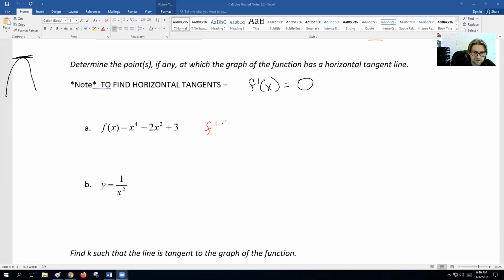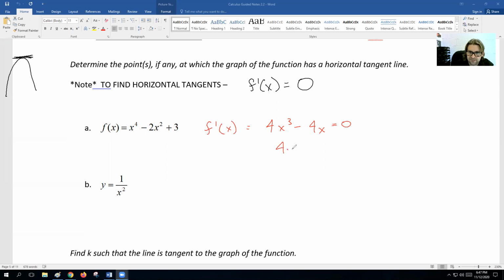The derivative here, let's see, this would be 4x cubed minus 4x, and then 0. What we're going to do to the derivative is set this equal to 0. So we're going to find the points where we would have horizontal tangents. So the points value, let's see, how do we solve this one here?